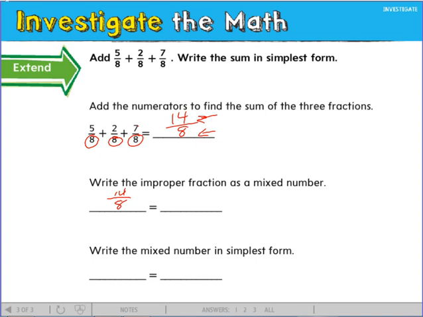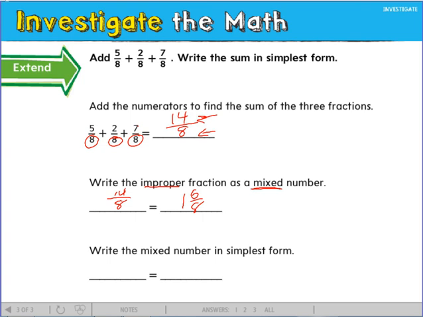So how many times can 8 go into 14? One. Once. So my whole number is going to be 1. What's left? 8 went into 14 one time. 6. What's left? 6. So 6 is going to be my new numerator. And 8 is still my denominator. Now, I went from an improper fraction to a mixed number.